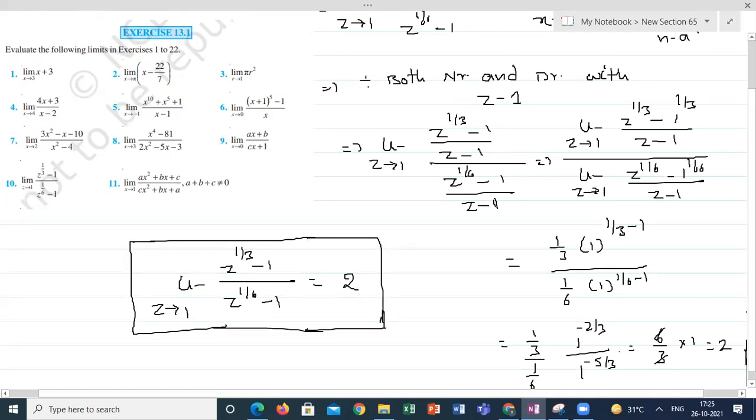Hope you are clear about what I wrote as the answer here. Anyone having any doubt in this question before proceeding to the next question? Students, please. Clear, sir.